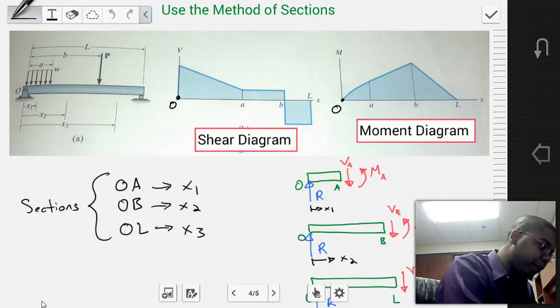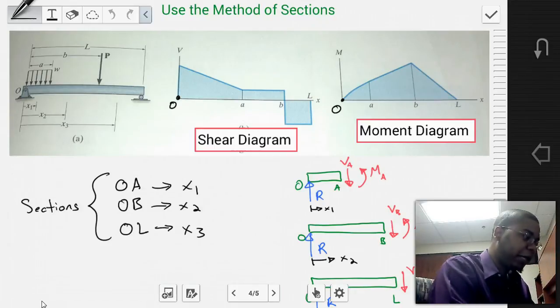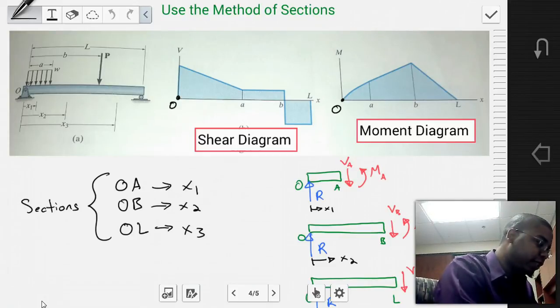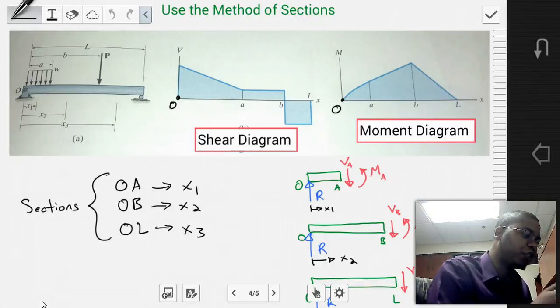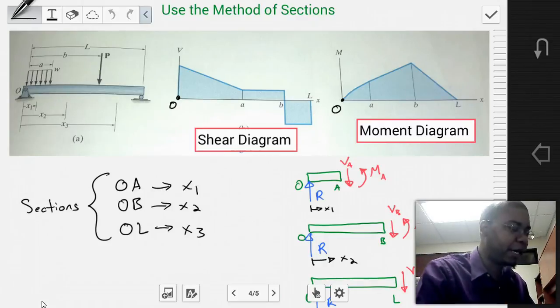And then we look from O to the distance B. We see that there is another applied load, this load P. So it would be very good for us to do a section from point O to point B. And then, of course, we want to see what happens at the end of the beam. The beam's total length is L. So we want to do a section from O to somewhere between B and L, section OL. So we want to take this member and split it into three sections, which will allow us to examine the internal forces in between the various loads that are applied.